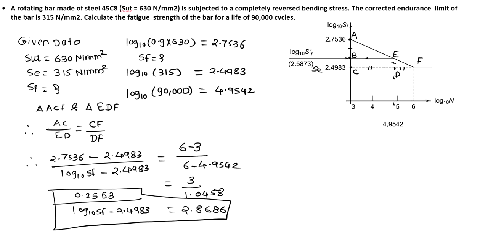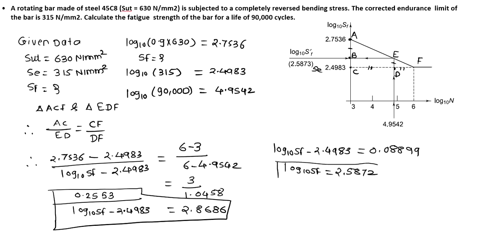After rearranging this equation, we get log to the base 10 of Sf equal to 2.5872. The fatigue limit value Sf is the antilog of that total term. So the fatigue limit or fatigue strength value will be 386.63 Newton per mm square. This type of problem is always asked in university exams.